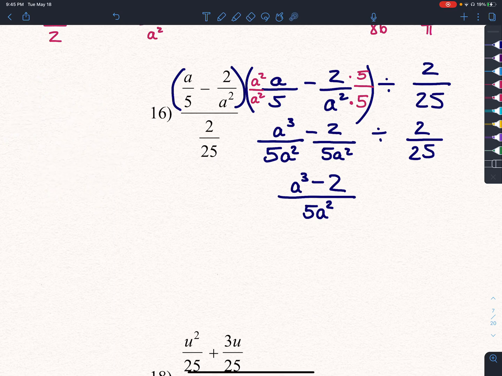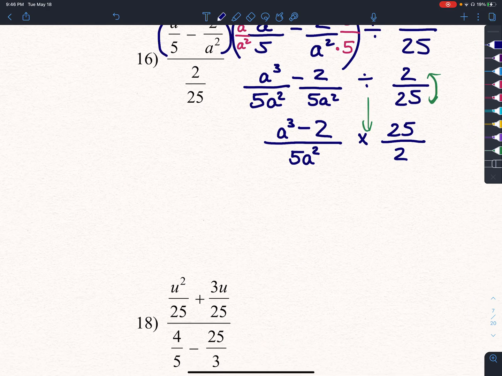Okay, so that mostly deals with the first term, and now over here we have this division of a fraction. Remember how we deal with division of a fraction? This division turns into a multiplication, and then the fraction flips to compensate for that change. So here we have 25 over 2. And here we can multiply straight across.